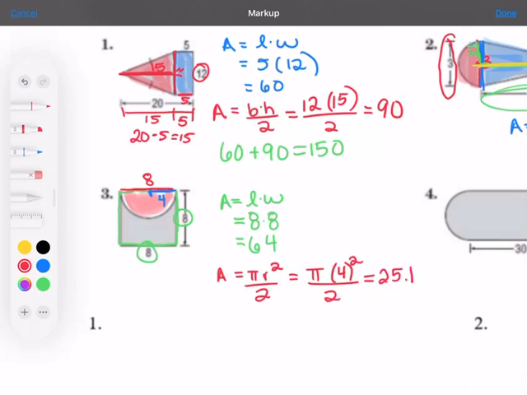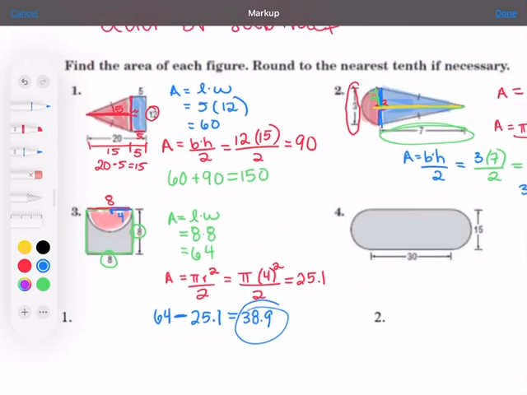So, again, now we just want the shaded region. So we have to do the area of the square, which is 64, minus, we're subtracting on this one, so minus 25.1, and we get 38.9. And that is our area of the shaded part, right? The shape. We only want the shaded. Okay, let's look at number 4 now.